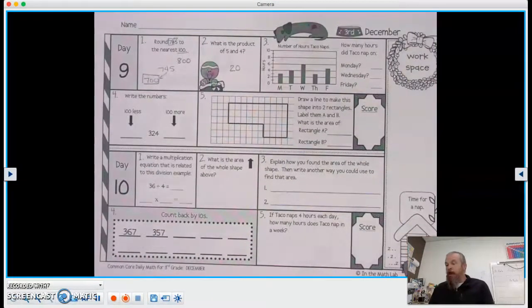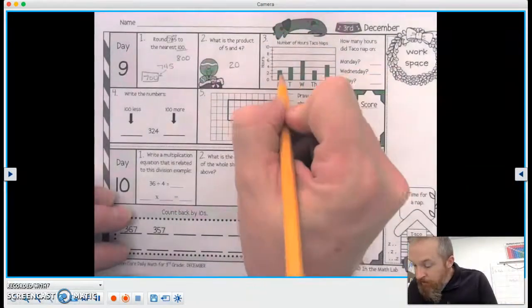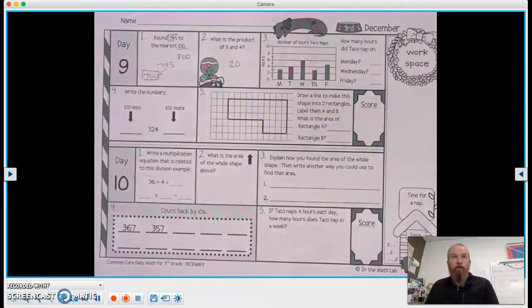Number 3, number of hours Taco naps. Taco's probably like my dog and naps a lot. How many hours did Taco nap on Monday? So Monday I see goes right here, and it's right in between the 2 and the 4. What number comes between 2 and 4? 3. That's right.